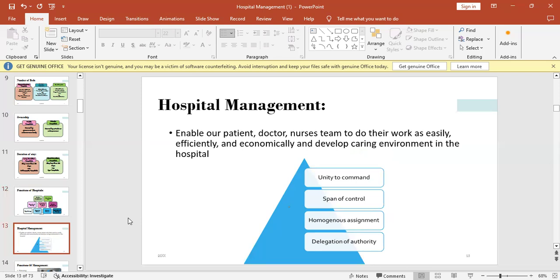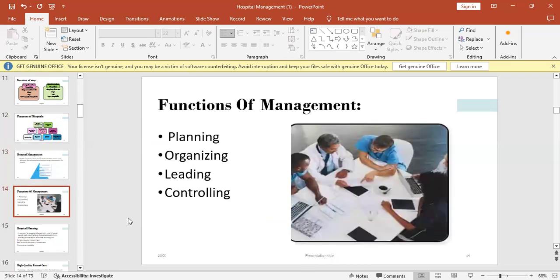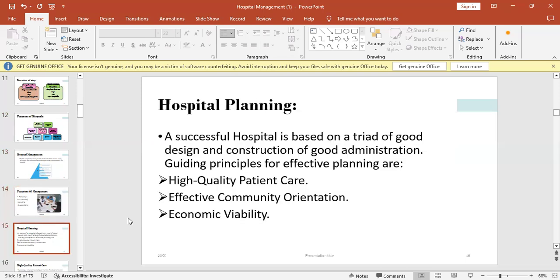Hospital management enables patients, doctors, nurses, and the team to do their work easily, efficiently, and economically, and develops a caring environment in the hospital. In the hospital, there is unity of command, span of control, homogeneous assignment, and delegation of authority. The functions of management are planning, organizing, leading, and controlling.